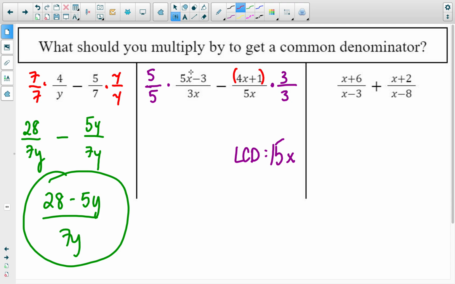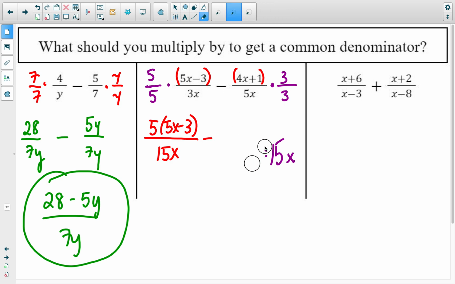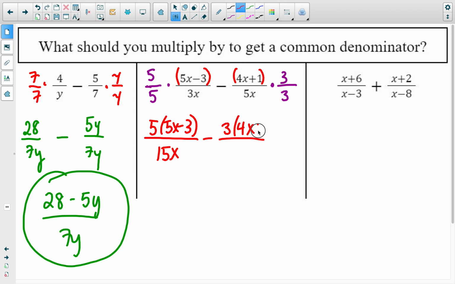And the key here is that our quantities would be protected. Say that we were to work out this problem, it would look like this: 5 times the quantity 5x minus 3 over 15x minus, again, I'll erase this to give myself a little more space, minus 3 times the quantity 4x plus 1 divided by 15x. And now we can combine these into a single fraction.